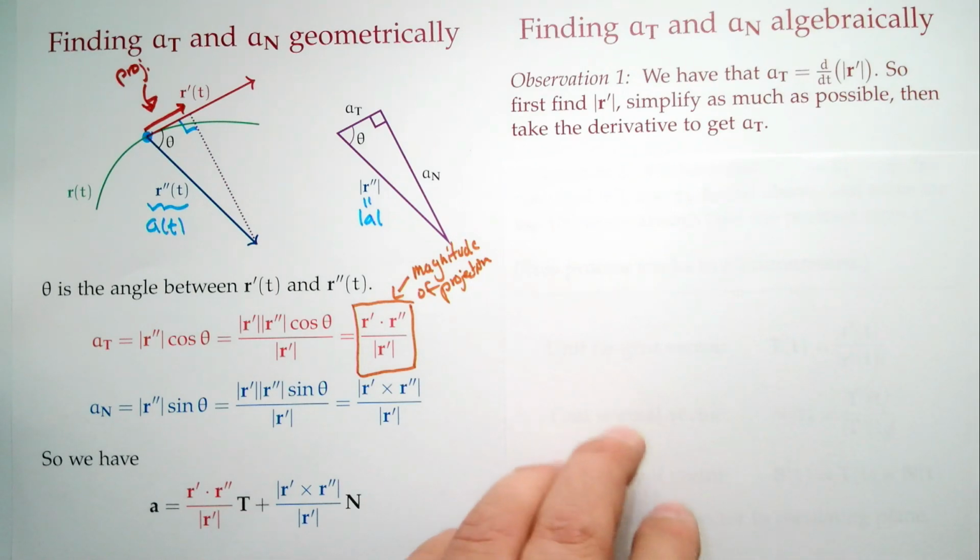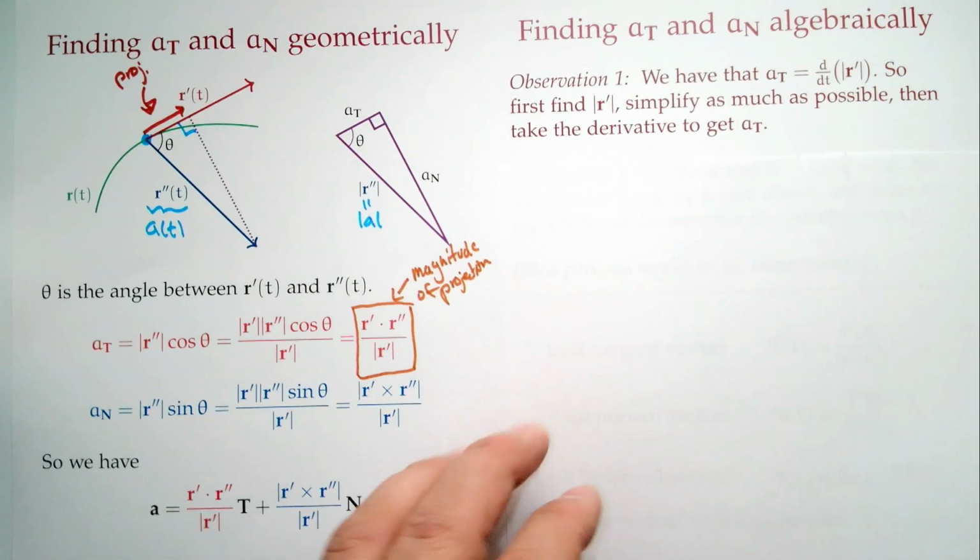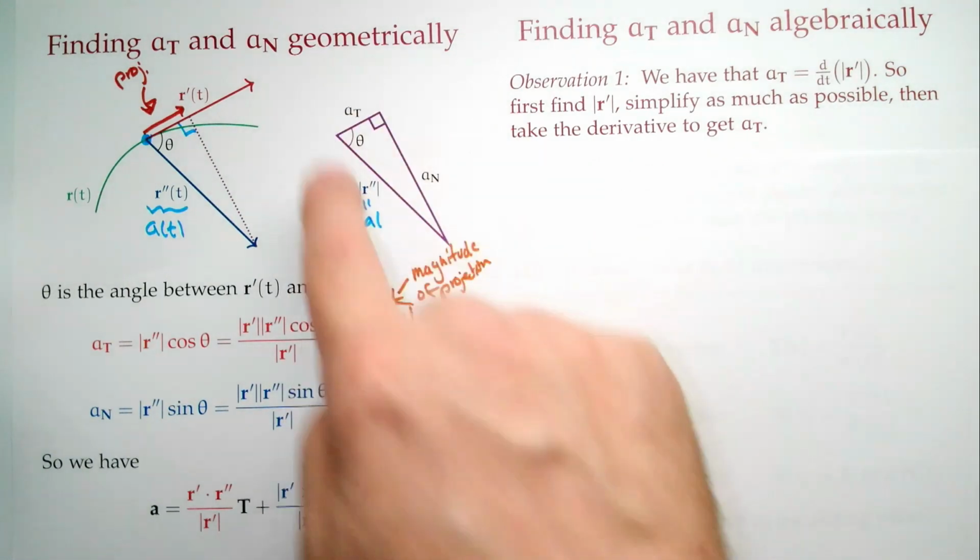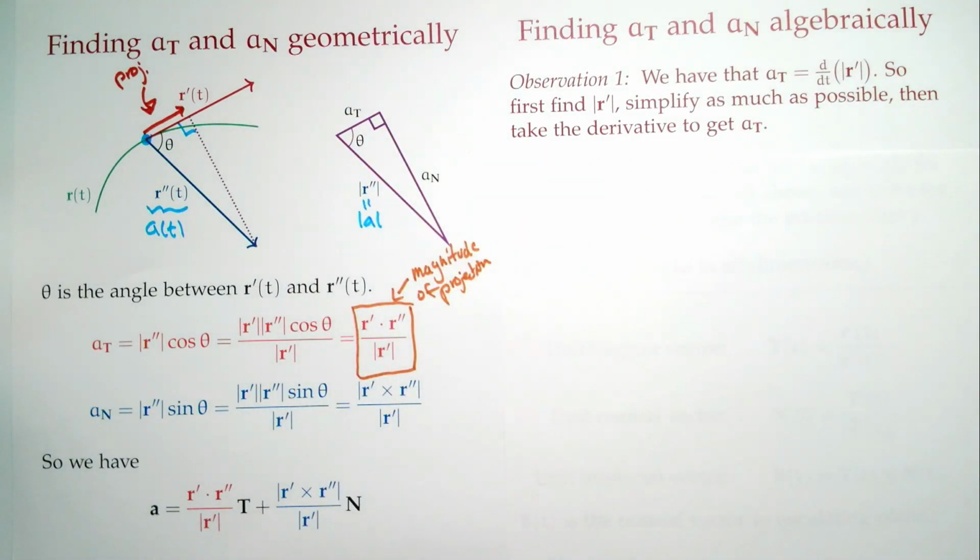Now, what about observation 2? How do we get a sub n? Well, now, come over and look at the triangle. What kind of triangle do you have? A right triangle. So, if you have a right triangle, what do you want to do to it?